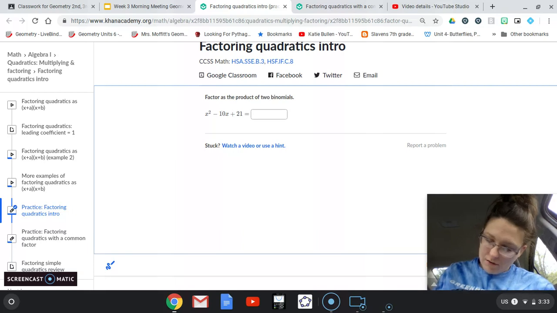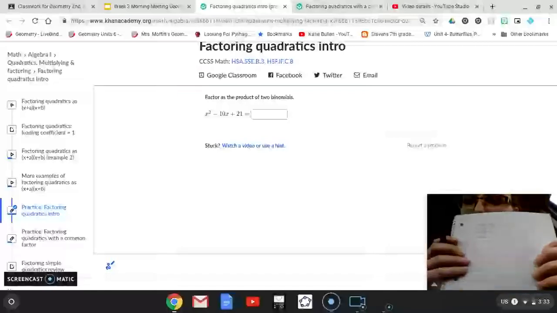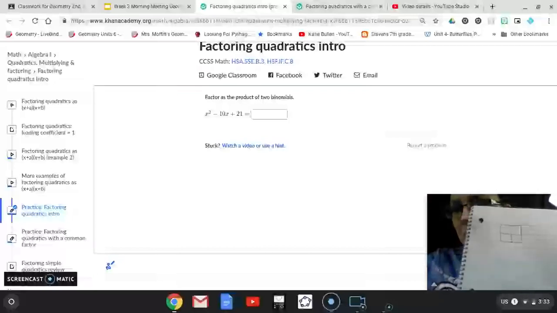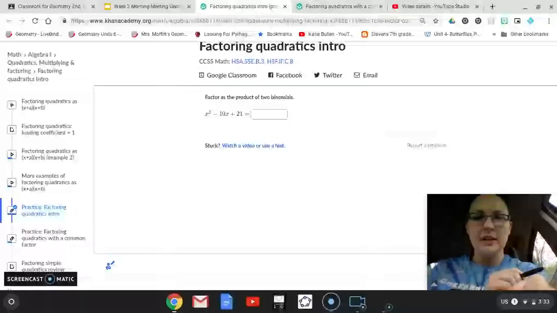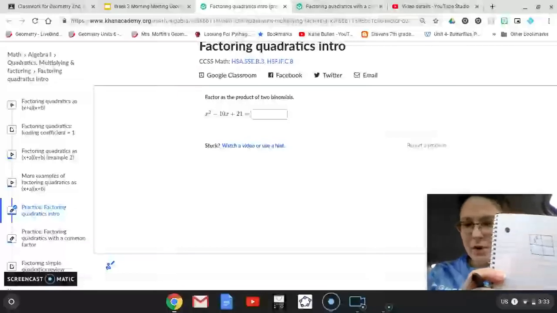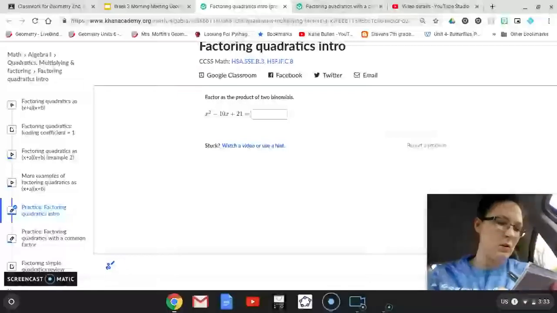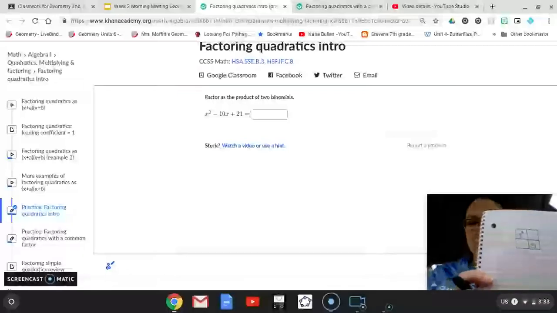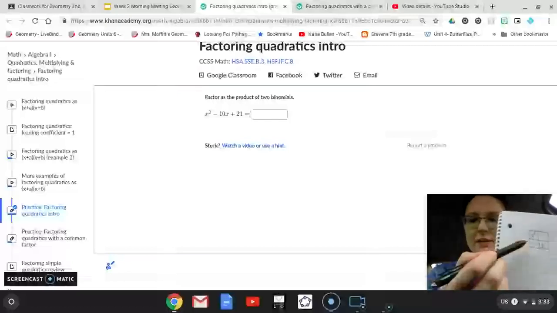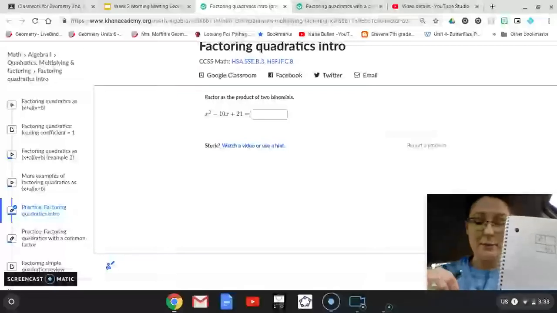Okay, so I'm going to start by setting up the box. Okay, got my box here. All right, so I'm going to put the first term in the first box and the last term in the last box. So the first term I had was x squared. That's going to go in the first box. And then I'm going to put the positive 21 in the last box. Okay, so the negative 10x needs to be split into these other two boxes, but I don't exactly know how it's supposed to be split yet.